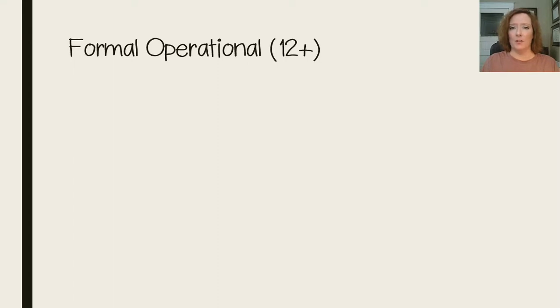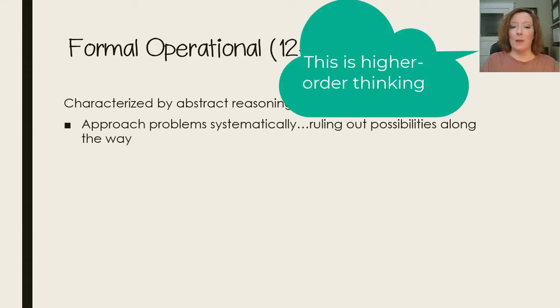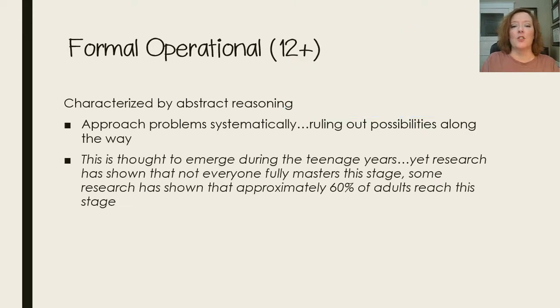If you look at the different stages and their corresponding ages, you're talking about little babies, preschoolers, children who are of school age, and then adolescents. At the formal operational stage, children usually are able to show abstract reasoning. They can approach problems systematically, they can rule out possibilities along the way. And it's thought that this stage emerges during the teenage years. Recent research has shown that not everyone fully masters this stage. Some research has shown that approximately 60% of adults reach this stage. And that means that 40% don't.